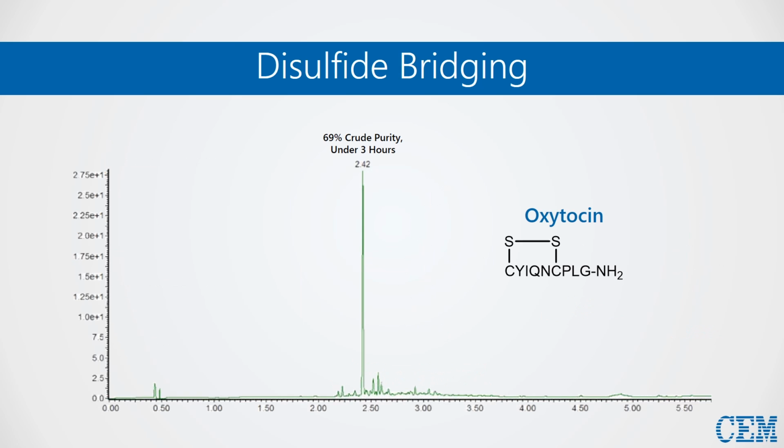By applying these principles and automating the synthetic approach, we were able to access oxytocin in 69% crude purity in less than 3 hours. Incorporation of Cys-Mmt was simple. To deprotect Mmt, the resin was treated with dilute TFA for a total of 10 minutes. Lastly, to form the disulfide bond, the peptide was subjected to a solution of NCS for 15 minutes at room temperature.